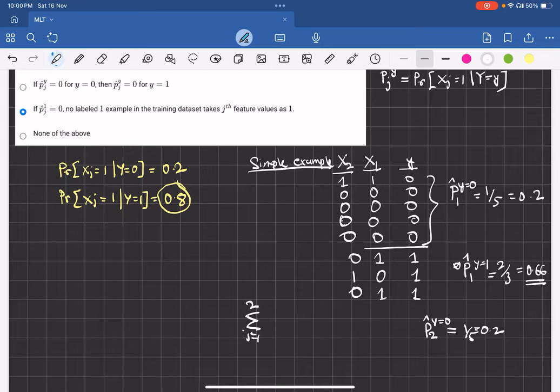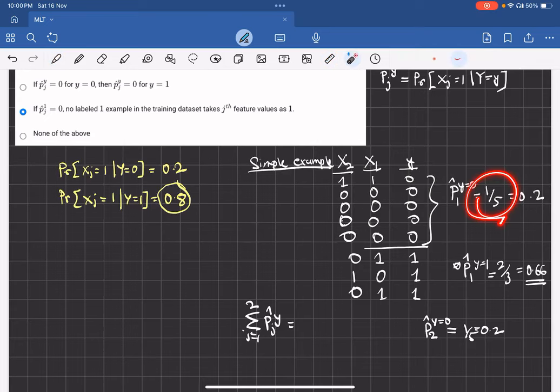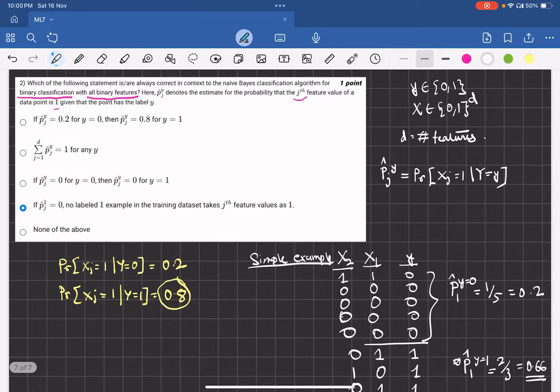So now according to their claim, the summation j equal to 1 to d, where d is 2 here in our simple example, of p_j y hat is equal to 1 by 5 plus 1 by 5, right? So that will be equal to 2 by 5, which is definitely not equal to 1, right? So we have constructed an example for which the second option is false.